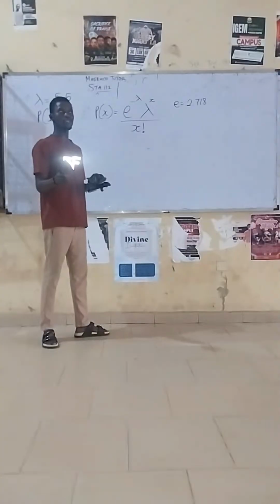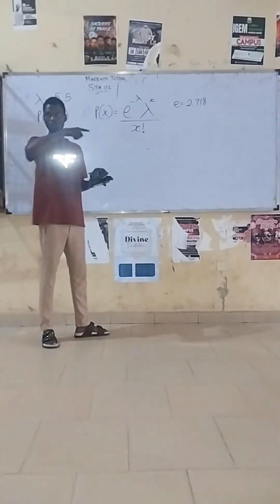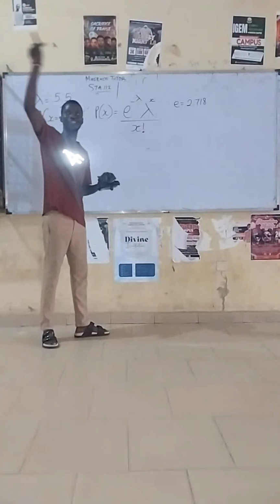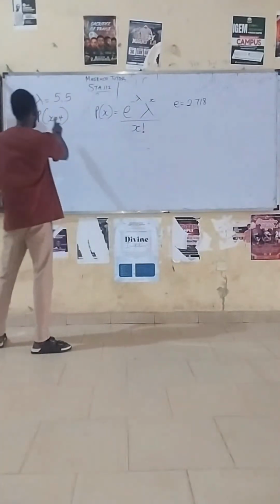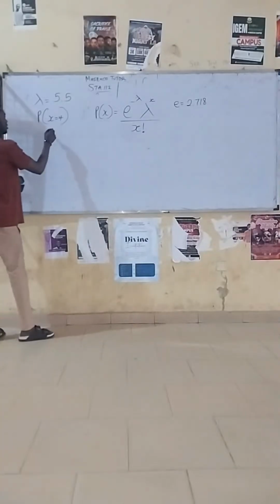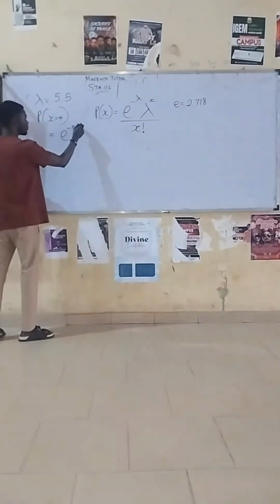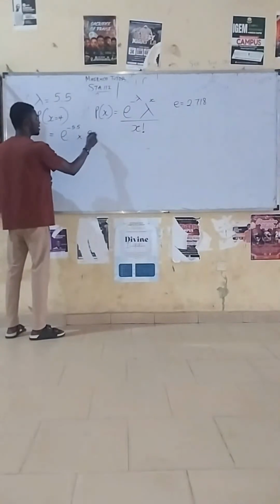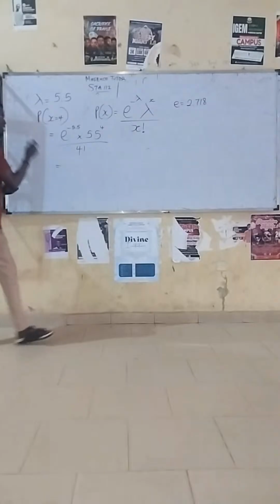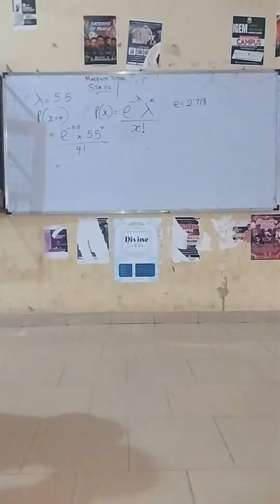So when you know this one, 2.718 is raised to the power of minus. Now, how do we get the probability of exactly 4? That means it will give us exponential minus lambda, that's minus 5.5, times 5.5 raised to the power of 4, all over 4 factorial. That's how we solve this one for Poisson. So the probability of exactly 4 customers arriving, when lambda is 5.5 and x is 4.